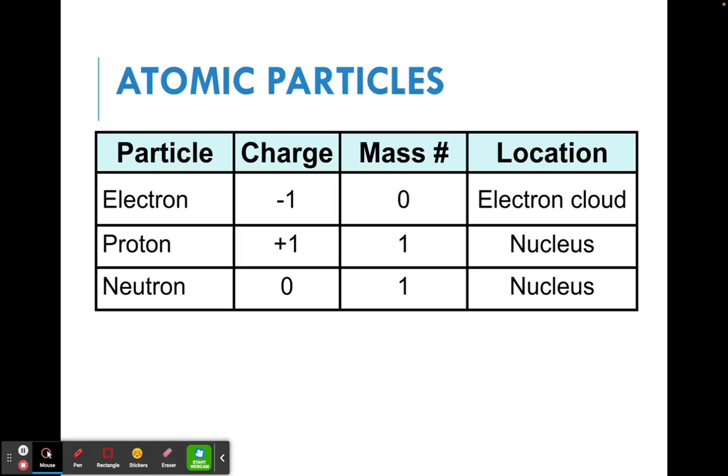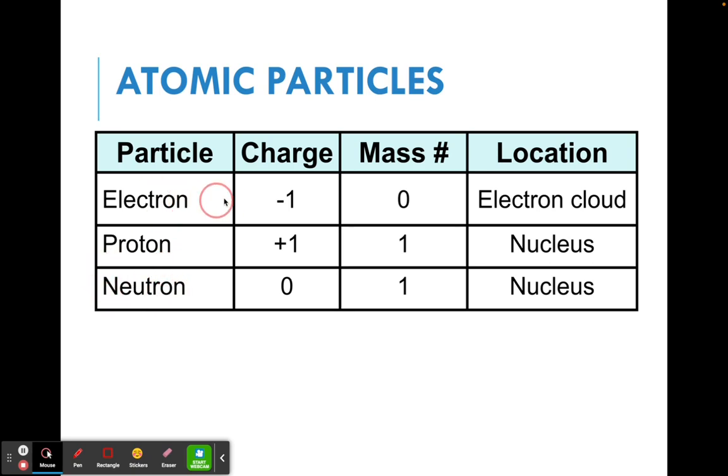Okay, let's get into this. Okay, so we have here a table of the atomic particles. There are three main particles in the atom. You have your electron, you have your proton, and you have your neutron.